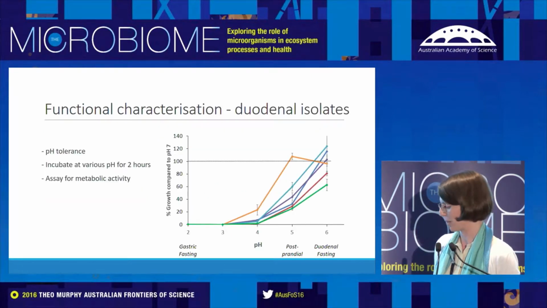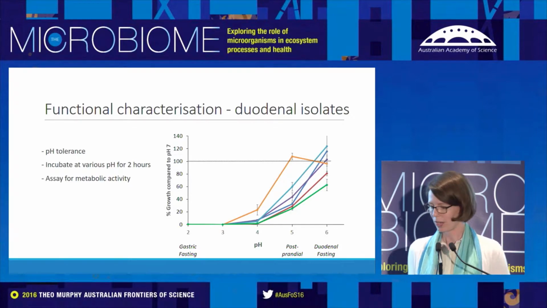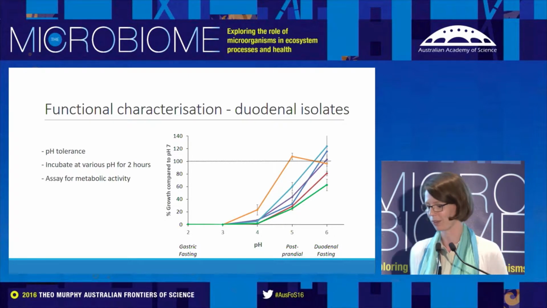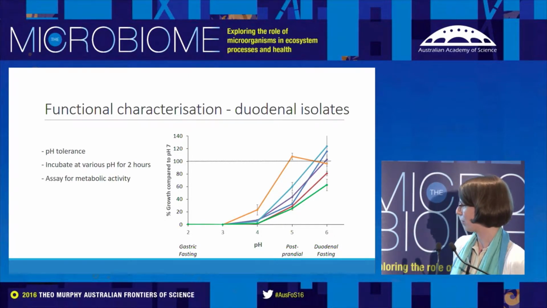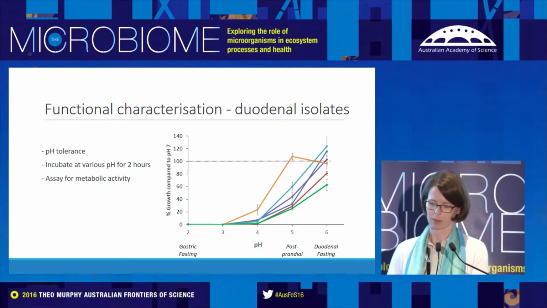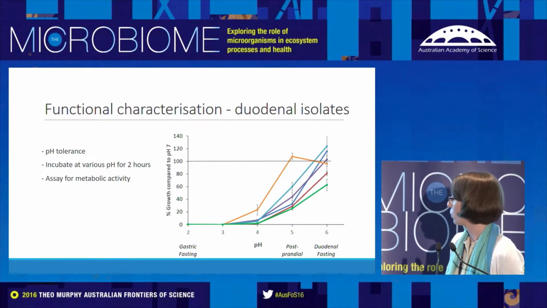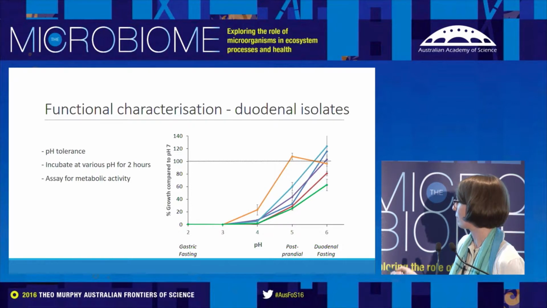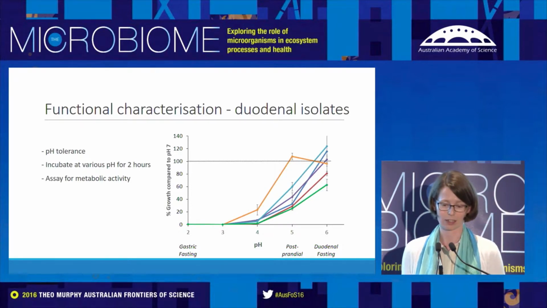So just very briefly, some very basic functional testing that we've been doing, one of which is, can the bugs actually survive the different pHs that we see in the gut? As you know, the stomach is very low pH, especially during fasting. Duodenum is much higher, sits at about 6. After a meal, both the stomach and the duodenum sit around pH 5 before gradually moving back to their fasting state. So we test some of our isolates to look at how well they survive in these different conditions, and we can see that yes, obviously they can survive quite well in the duodenal niche.